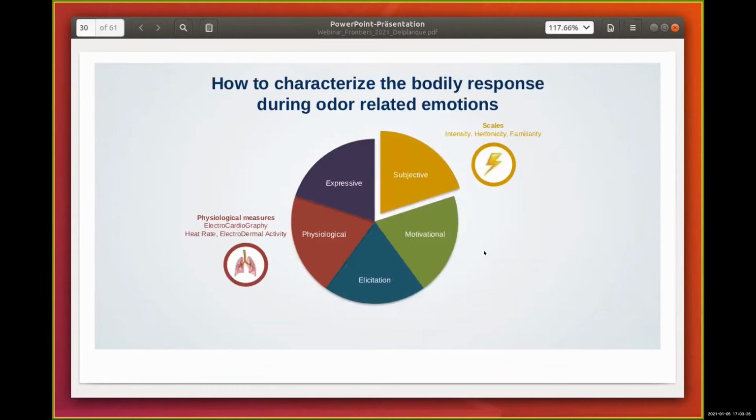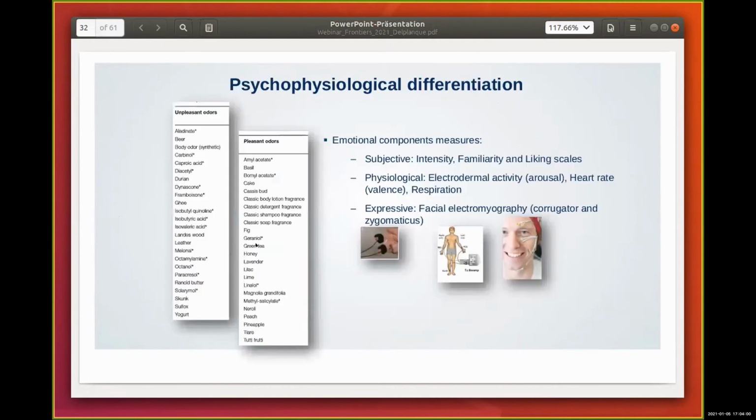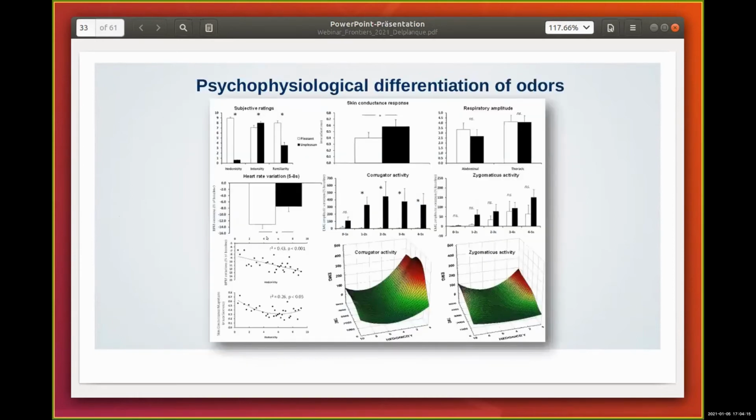Let's take another example with physiological measures. In this experiment, we provided the participants with very unpleasant smells and very pleasant smells, and we measured the subjective reaction with scales like liking and arousal, and the physiology with electrocardiography, heart rate, and electrodermal activity. The unpleasant smells were like rotten, rancid butter, sweat, body odor, or even skunk, and here are the very pleasant odors. And here are the results. As you can see, you have the subjective ratings.